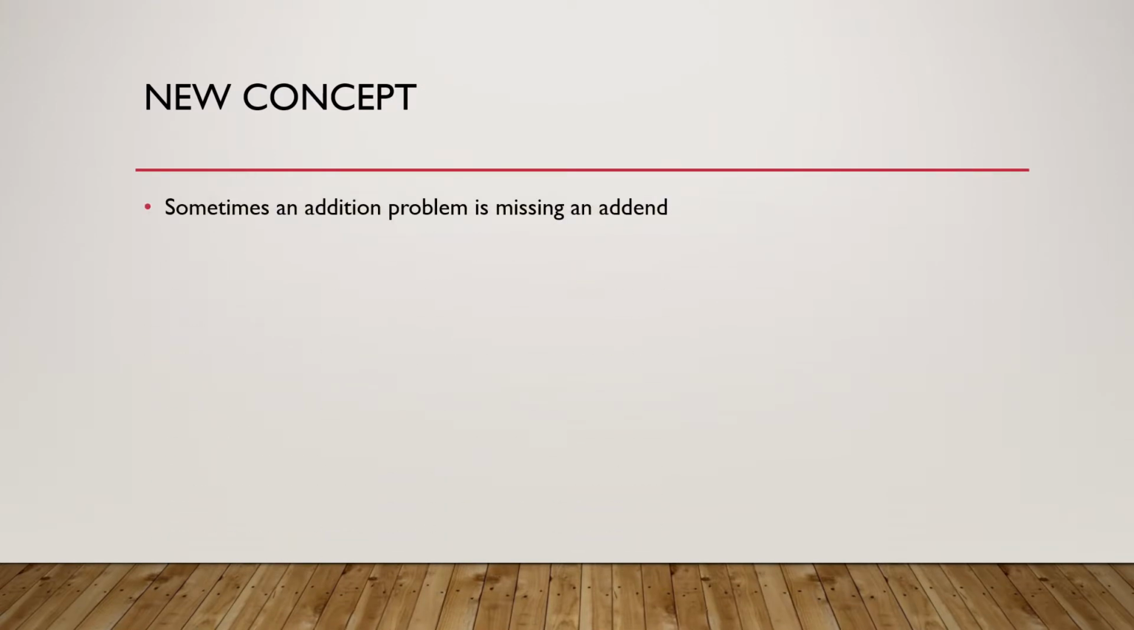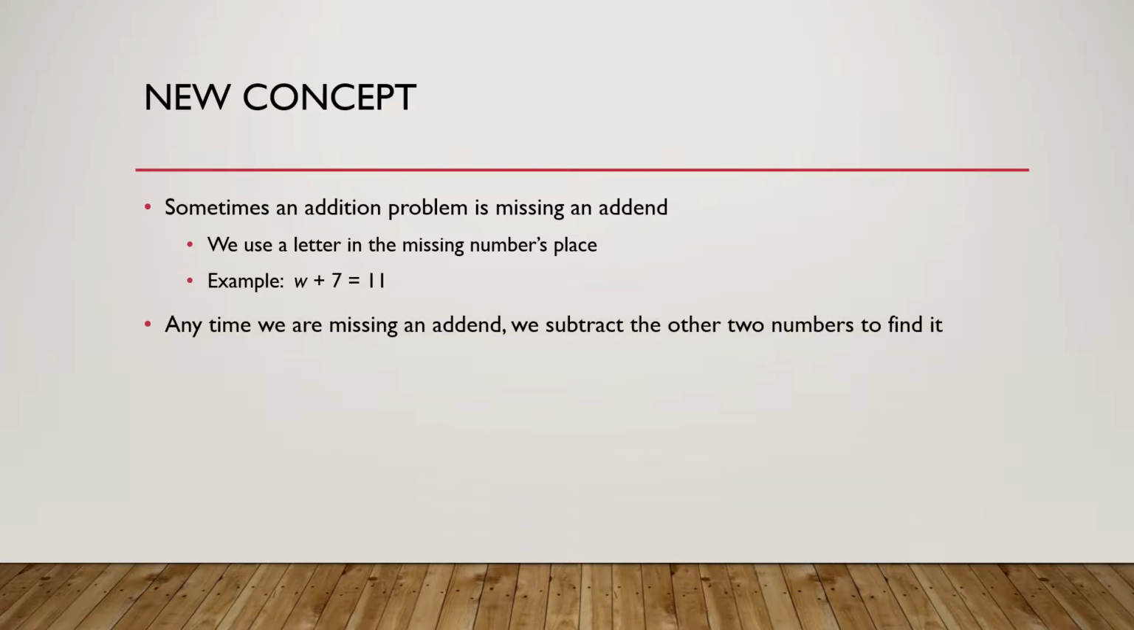Sometimes when we have addition problems in math, we're missing an addend instead of the sum. You're always going to see a letter in the place of the missing number. So here's an example, W plus 7 equals 11. W is our missing number. And anytime we're missing an addend, we subtract the other two numbers to find it.